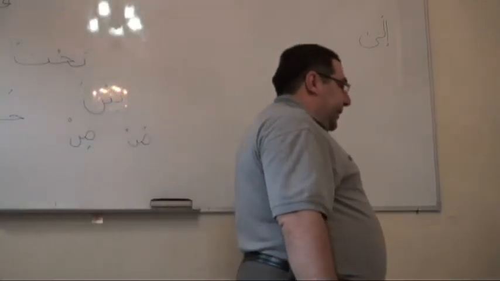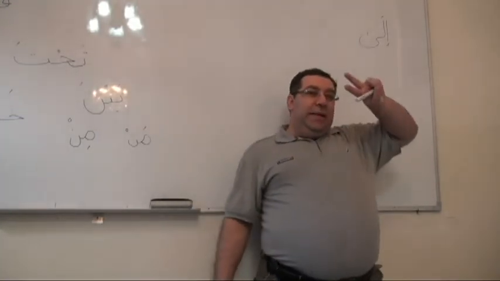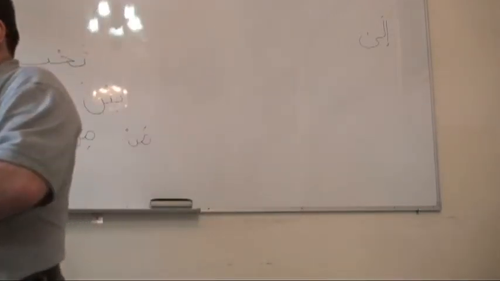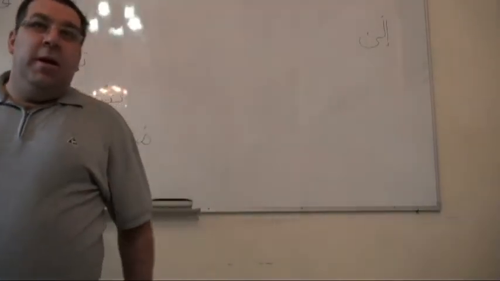Ila. So ila has two meanings. The first meaning is to, let me give you an example. For example, I am going ila al-masjid, to the mosque. The first meaning is to a place. I will stay in the masjid ila al-maghrib, until or till maghrib, a time. One is to a place, one is until a time. So these are the two meanings of ila.